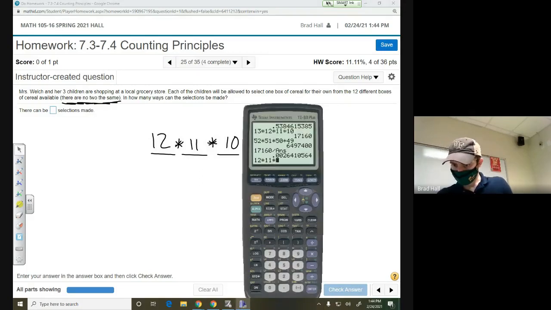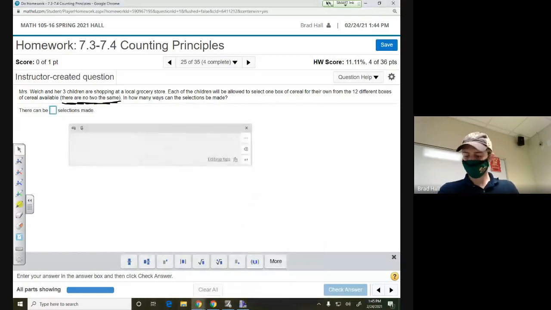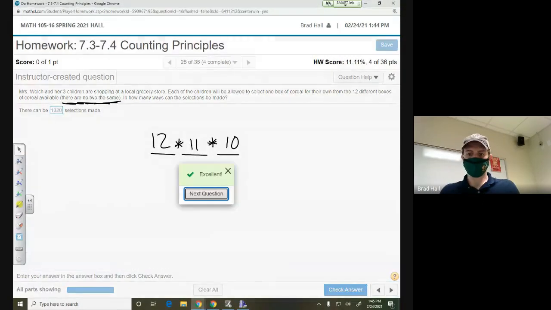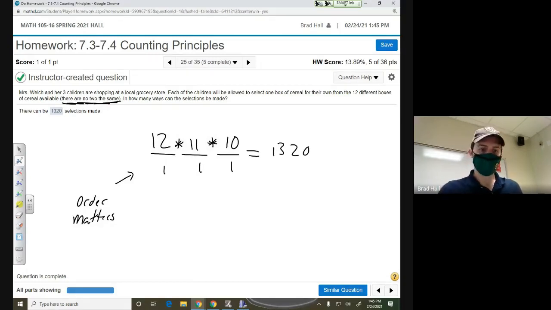Twelve times 11 times 10. We'll just put 1320. Oh wait, forgot about checking order. Order matters, which didn't really change the problem, but that's why you put ones here. Order matters, which seems kind of strange to me, but I guess every child has their own specific serial to theirs. 1320. Okay, I'm out of time.